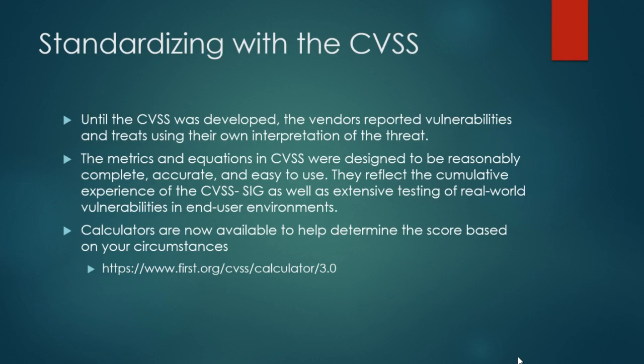The metrics and the equations in the CVSS were designed to be reasonably complete, accurate, and easy to use. That just means that they're well defined. They've taken input from the various members of the special interest group, and they've done a lot of testing in the real world to determine where they felt these threats and vulnerabilities lie. If you compare results in version 2 and version 3, they're relatively close, but typically the scoring in CVSS 2 would show a higher risk than in CVSS version 3.